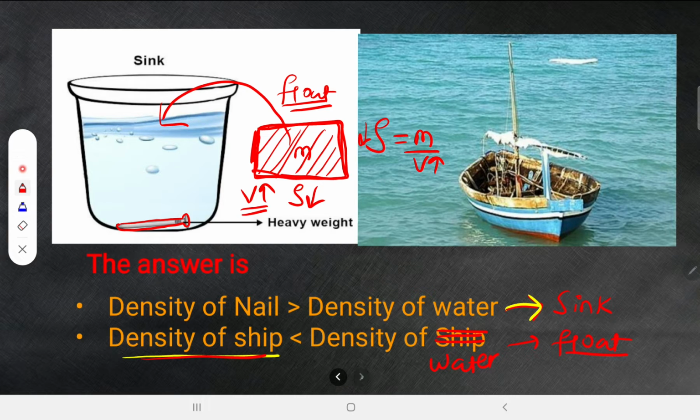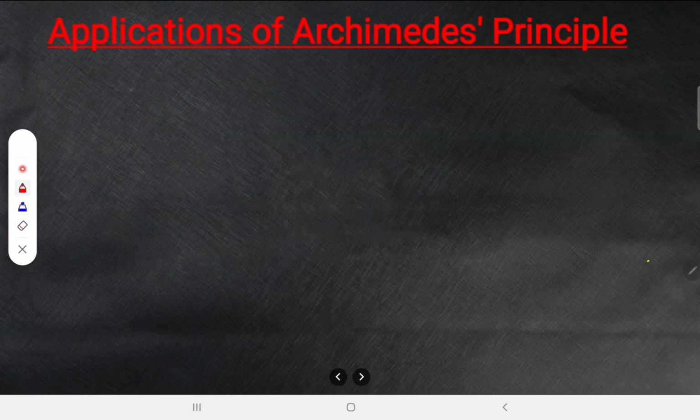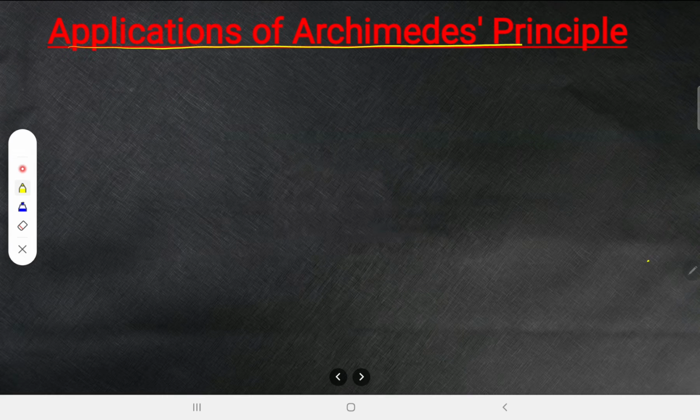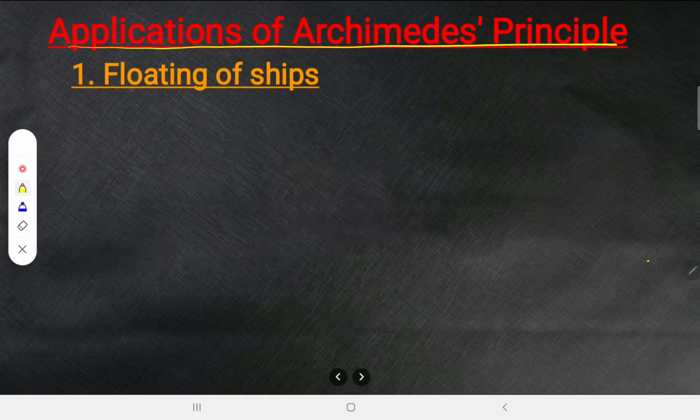All right, so let's move forward. So we have to look at applications of Archimedes' principle. What are the applications of this Archimedes' principle? The first famous example is the floating of ships. This is the first one.